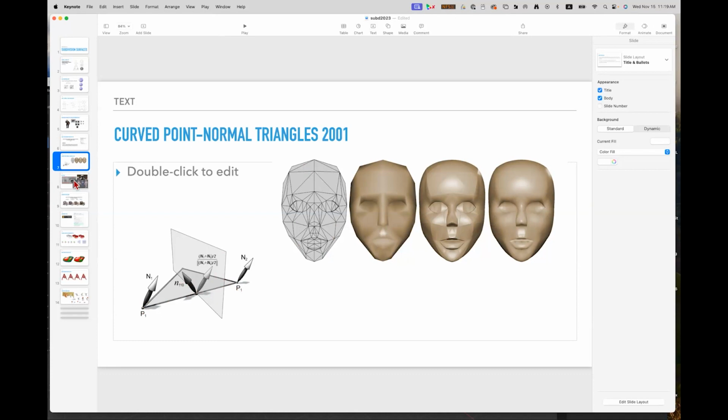Now, this paper is pretty fun. There's a lot of interesting math in it, and it led to a lot of interesting experimentation for ways to get this stuff working in real time before we had compute shaders and all that sort of thing that makes it practical for real time.